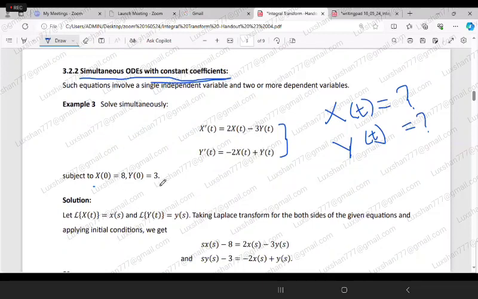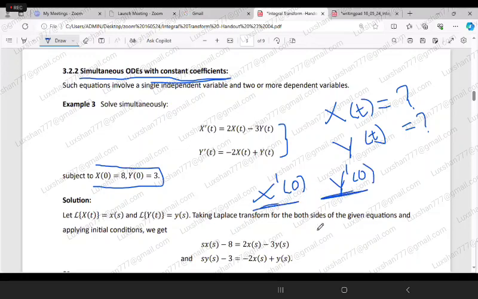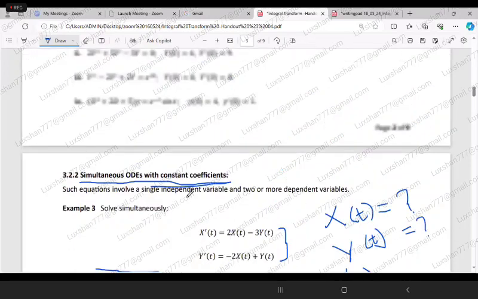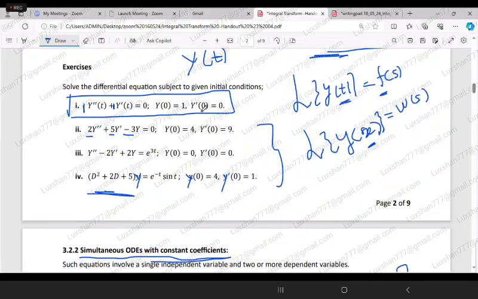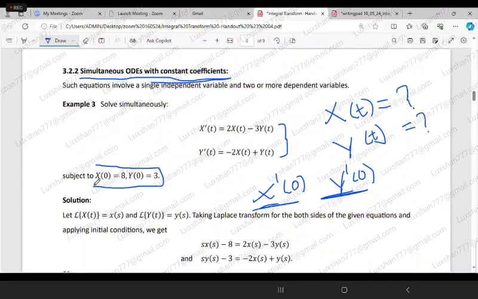Okay, so here the initial conditions are given. Why is the initial condition x dash 0 not given? Can anyone tell me why it is not given? Here x0 and y0 are given, but x dash 0 and y dash 0 are not given. Why? Can anyone tell me why it is?